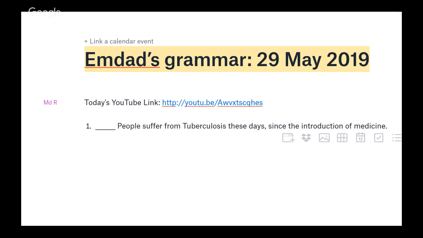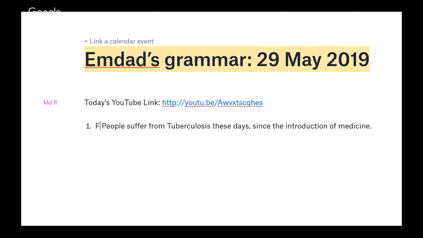Is it clear? Can you write both of them in your own way? Let's write it here. The answer would be: few people, meaning not many, gine chune, na ke barabar. Meaning most of them, 90% of them, have been cured. Few people are the ones who are suffering with tuberculosis. Is it clear?